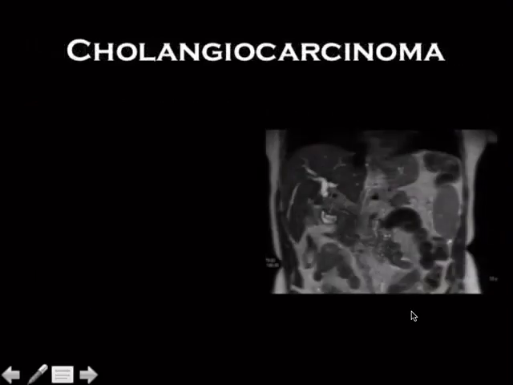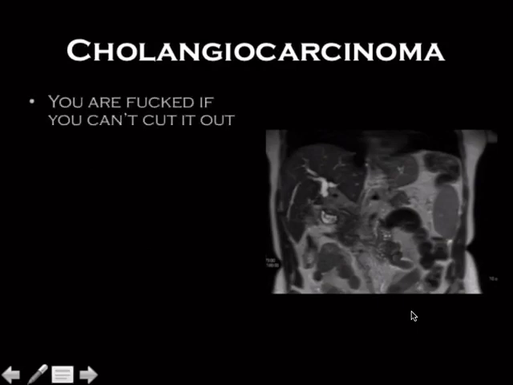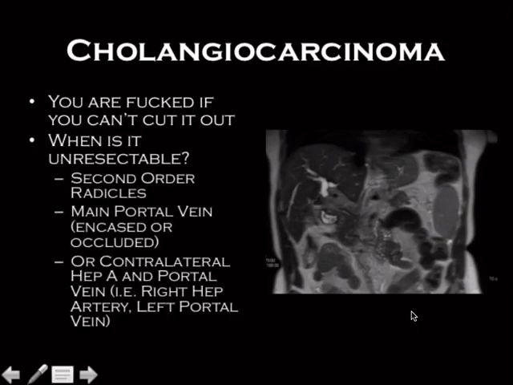So what do you need to know about cholangiocarcinoma? It's bad. It's very bad. You're completely out of luck if you can't cut it out. So what makes it unresectable? Involvement of the secondary order radicals. Well, what's that mean? That means when they branch a second time. Main portal vein encasement or occlusion. And then opposite side vascular involvement. So artery on one side, portal vein on the other.